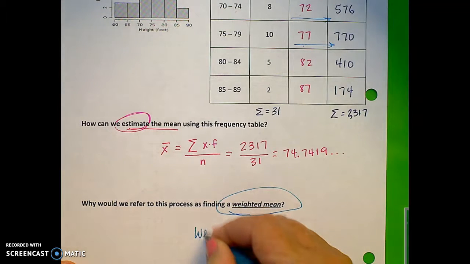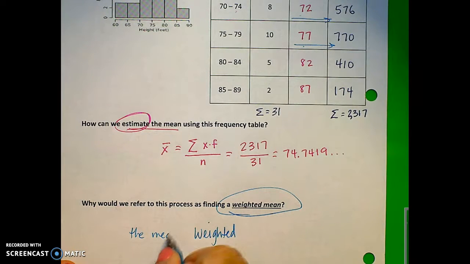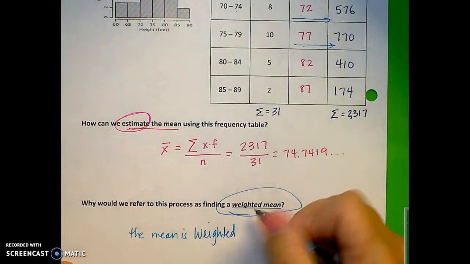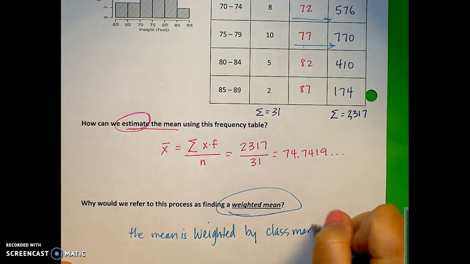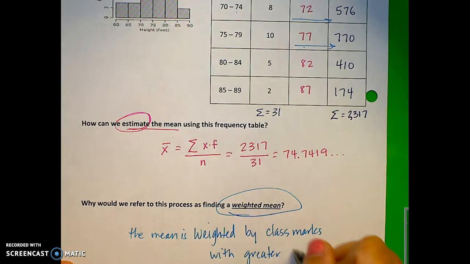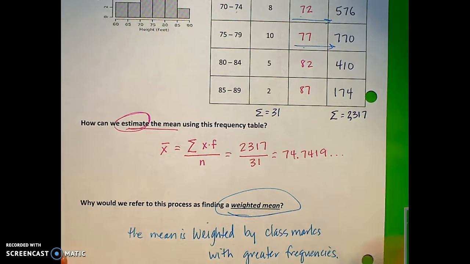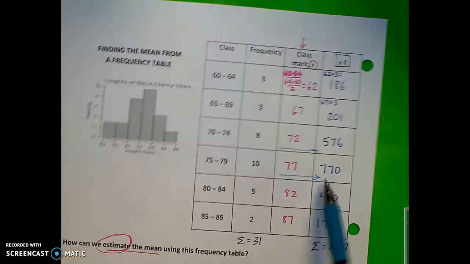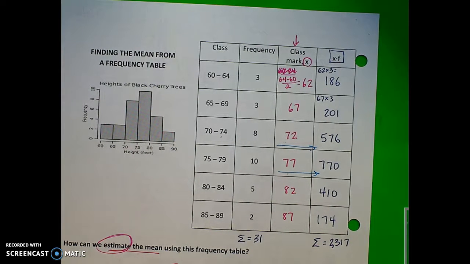Okay, so let's do this: the average, the mean, is weighted by class marks with greater frequencies. They have more of an influence on the total because they generated more of the numerator values, which are right here. Hopefully that makes sense to you.